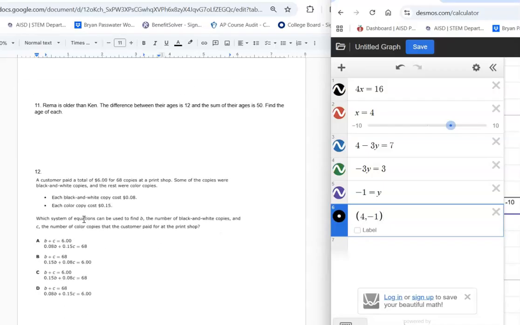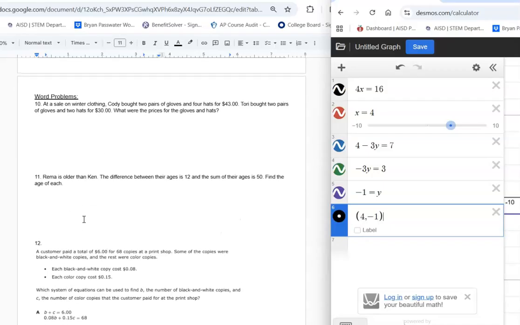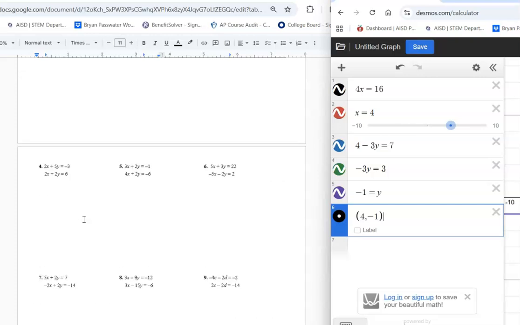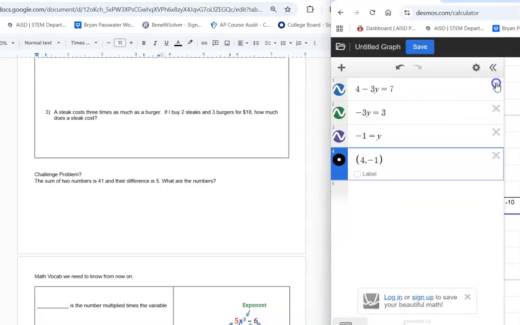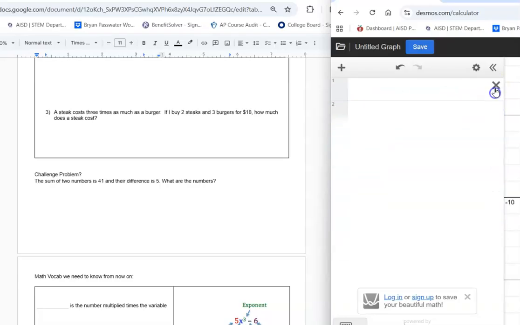Here are some word problems about this. I will help do one of them. I should probably go back to the challenge one because that's a good word problem. And I'll do this and then we'll talk about one of the word problems.